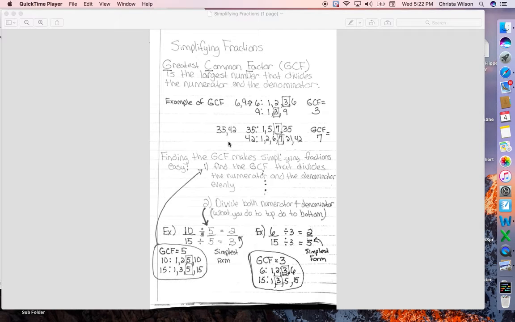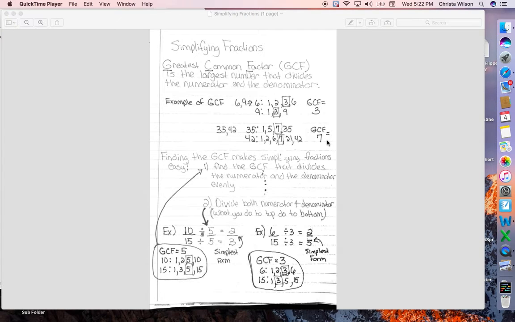So now we're looking for the greatest number, the biggest number they have in common. So what is that? That would be the 7, okay? They don't have anything in common after the 7, right? So their GCF, or greatest common factor, is 7.